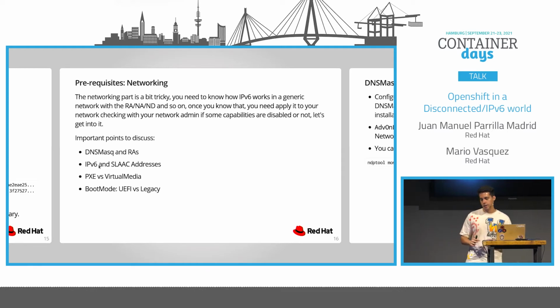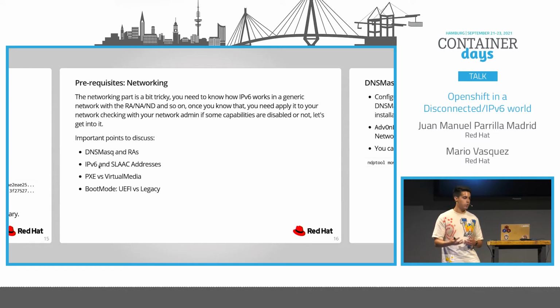Then the next things that can be tricky are SLAAC addresses. If you don't plan to use SLAAC addresses, which is the way that IPv6 has to auto-configure network interfaces without DHCP, we'd recommend you disable those SLAAC addresses. Otherwise, when the node boots and kubelet starts, it will get the SLAAC address most of the time as the address where it needs to listen, and you will get issues with that. So if you plan to use DHCPv6, you need to disable SLAAC addresses.